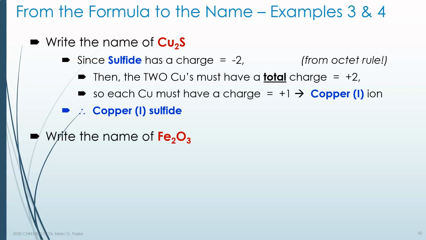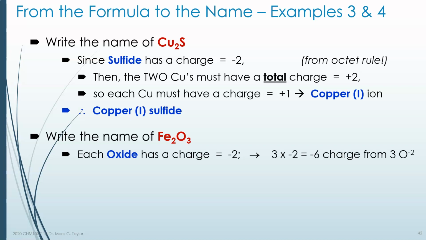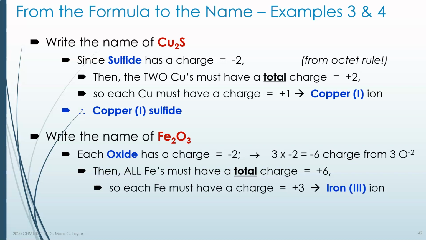Fe2O3. I'm going to tell you one common name of this compound is rust. It's one form of rust. So we have oxide, as each oxide is -2. We have 3 of them. That's a total of -6 charges from the anions, the oxides. If we have -6 from the anions, we must have +6 from all the cations. That means the two irons must add up to +6. That tells us that each iron must be +3, or iron-3. Well, we have iron-3 and we have oxide. Then the name of the compound is iron-3 oxide. And that's how you put these together.